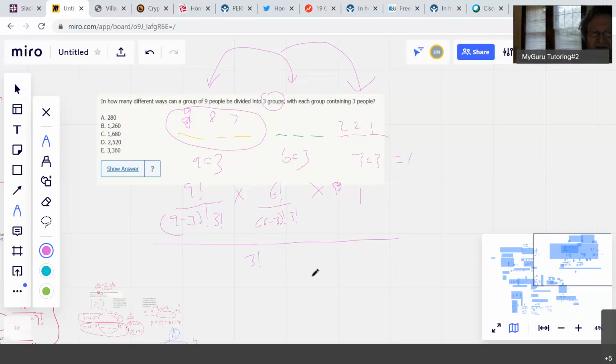That's a tricky one. A lot of people get that one wrong. They usually get to the point where you have 9C3 times 6C3 times 3C3, but then they don't realize that you don't want to duplicate the way the groups are arranged as well. So I think the answer ends up being A, 280. I'm going to double check on that one second.